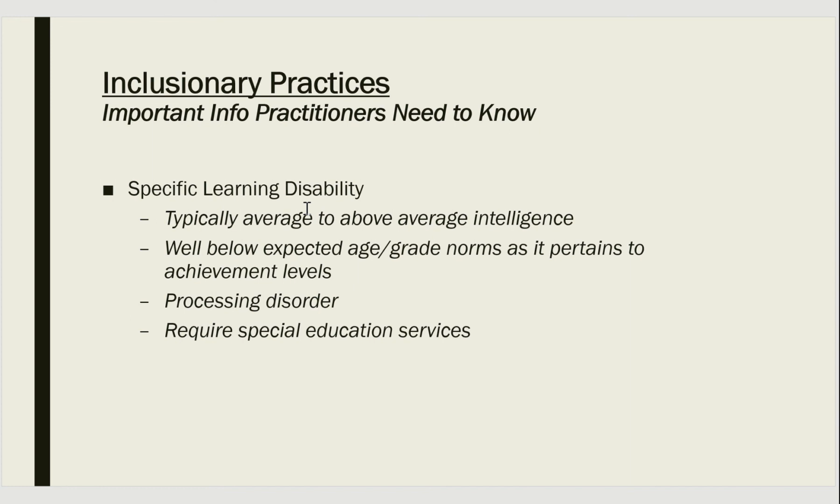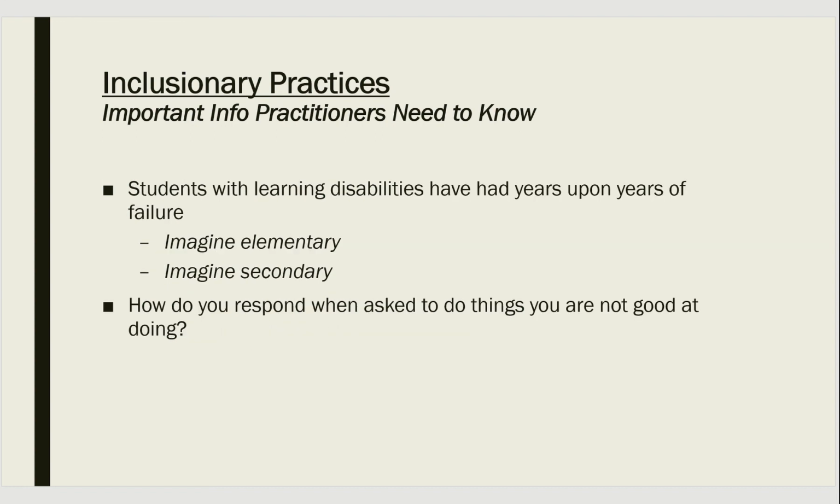A specific learning disabled kid may have difficulties in reading, maybe mathematics, maybe writing, or a combination of all three of those. And the reason why they have that is directly tied back to their processing disorder, their auditory processing, their visual processing. That's why their achievement is so low. Then they require, as I said before, special education services. When I do presentations, I like to get into this a little bit more.